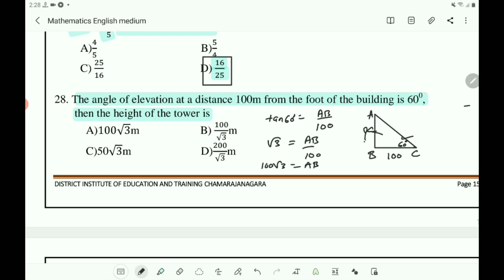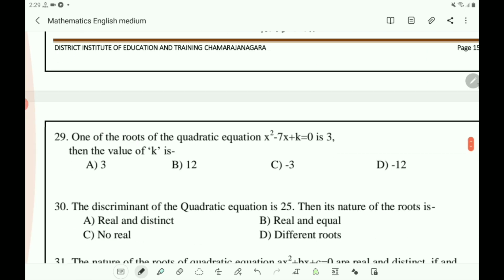So AB is the height of the tower. You got that height of the tower is equal to how much? 100 root 3. So which is the answer here? Option A is the answer. Note down the answer. Option A. Then you take the next question.